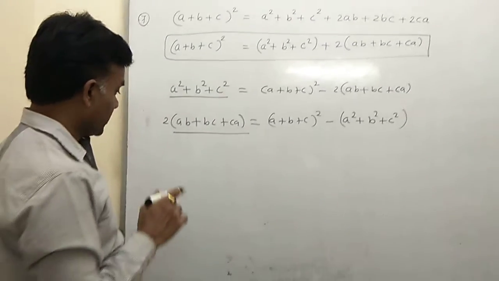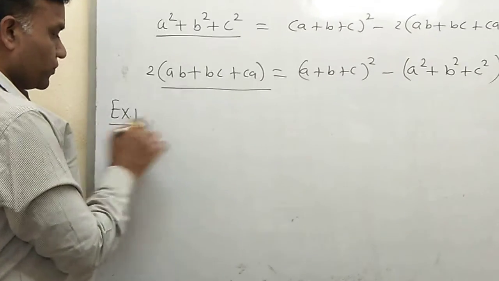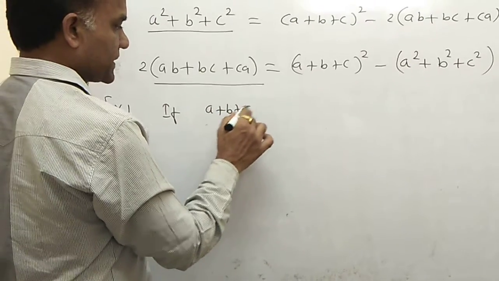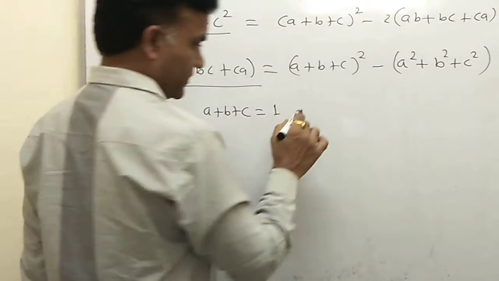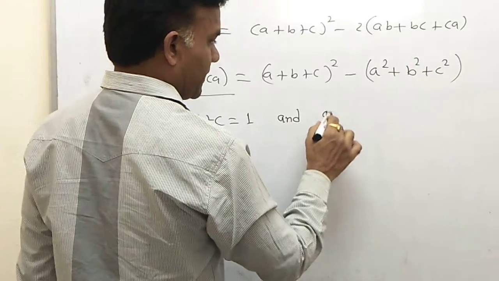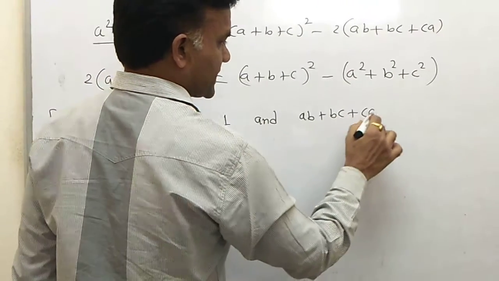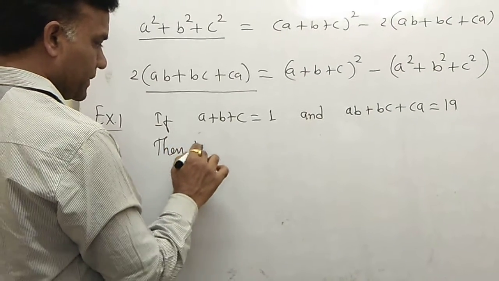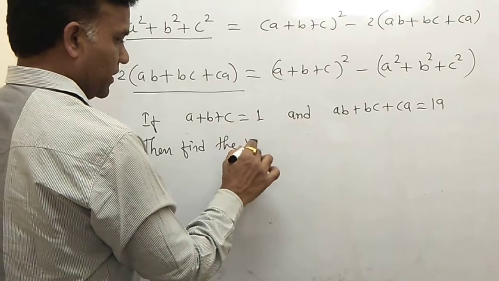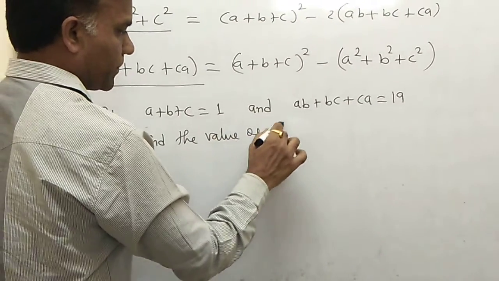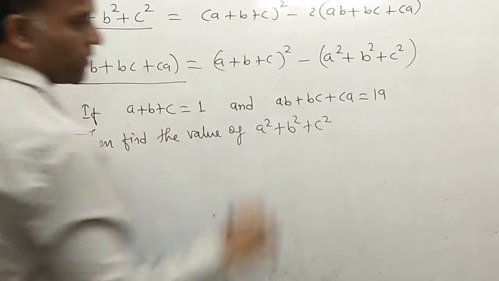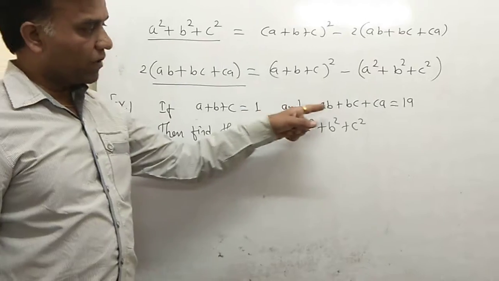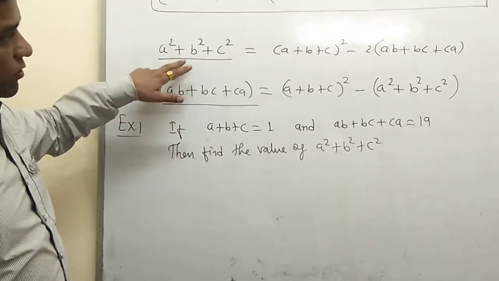So one example now here we have: suppose A plus B plus C is 1, and AB plus BC plus CA is 19, then find the value of A square plus B square plus C square, because there are so many options in which you find out. Okay, so A plus B plus C is 1, and now AB plus BC plus CA is 19. So we use this formula.